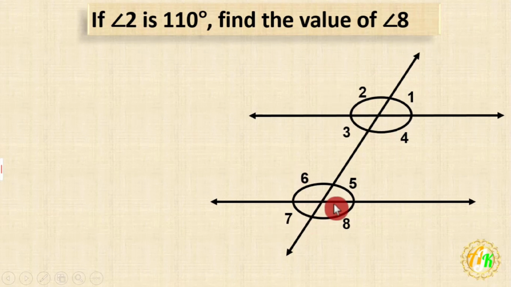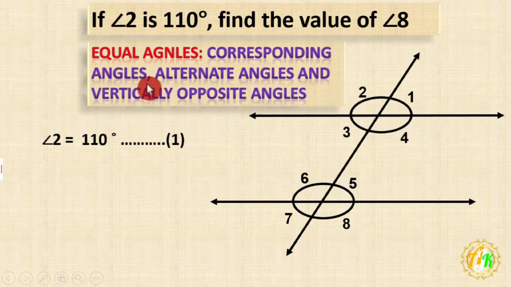Now first write down angle 2 is equal to 110 degree as it is given. Now we have to find the value of angle 8. Angle 2's value is given. Now it is evident that these two angles are alternate angles. Equal angles, corresponding angles, alternate angles and vertically opposite angles are equal angles. Angle 8 and angle 2 are equal as they are alternate angles.